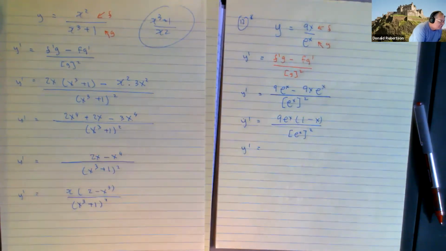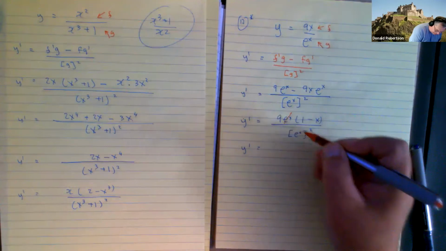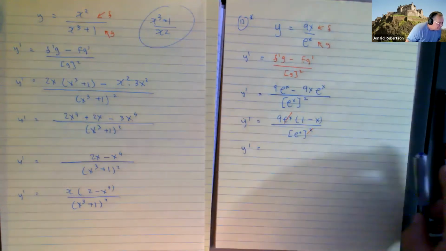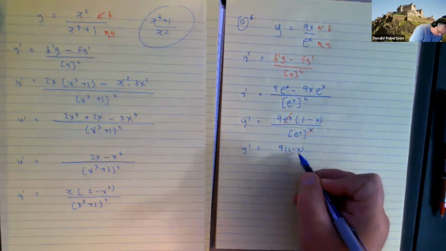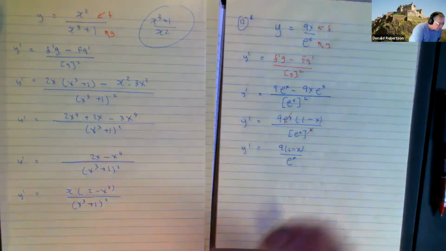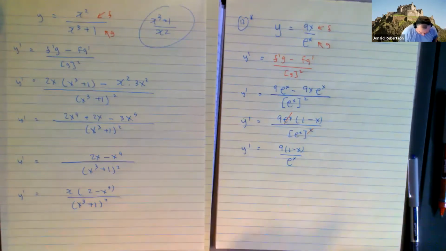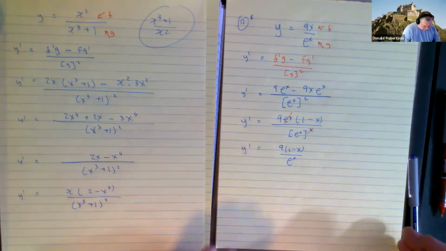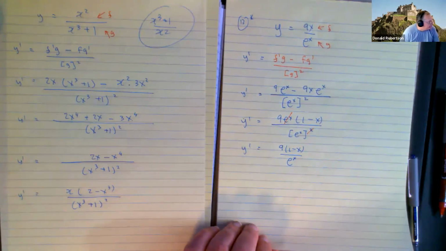Kind of nice when this happens. I wish it would happen more often. Can you see that I can do a bit of a cancel? Can I cancel this e to the x with one of those? And what I'm now left with is 9 times 1 minus x, over a single e to the x. You comfortable with that? As I say, I'd like that to happen a lot. It doesn't, but when it does happen, you should do it. Any issues?